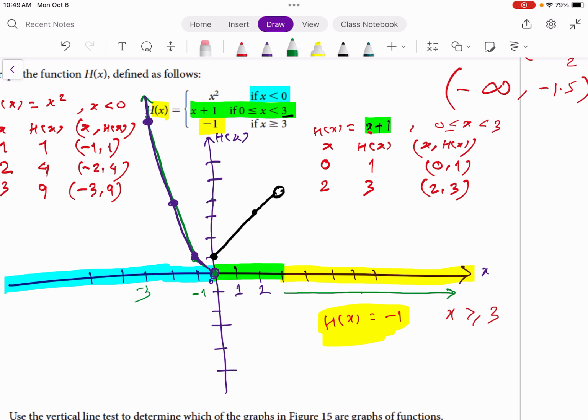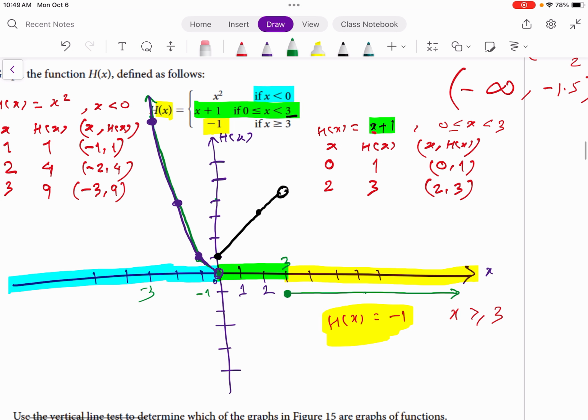Now what about at 3? So this is 3. On the left end, do we have an open circle or a closed circle here? Closed, because 3 is included here. So we have a closed circle here. Okay, and this is the final graph for this piecewise function.